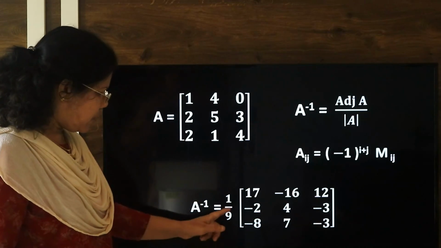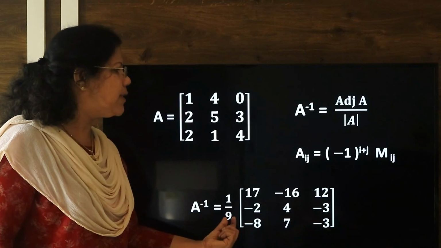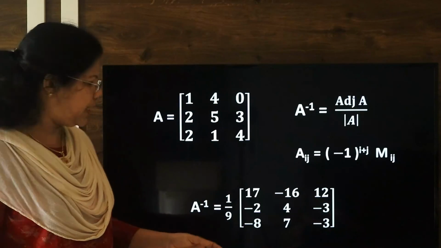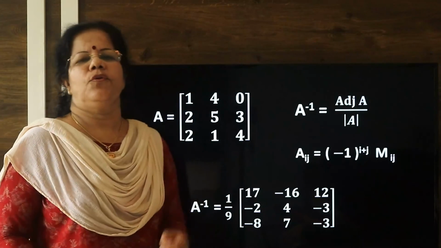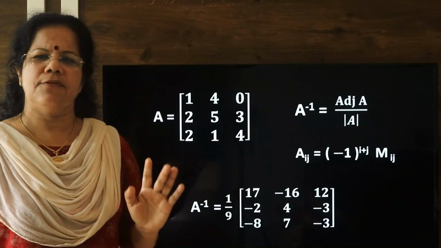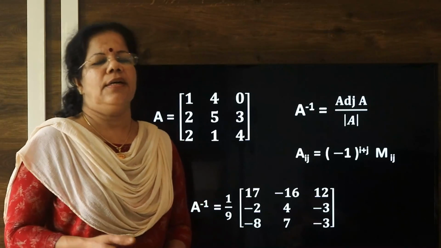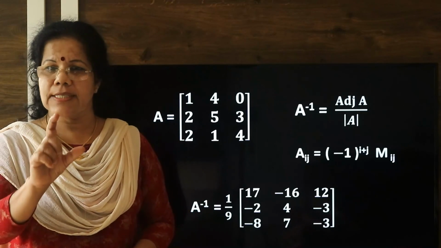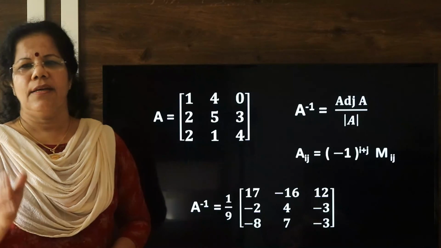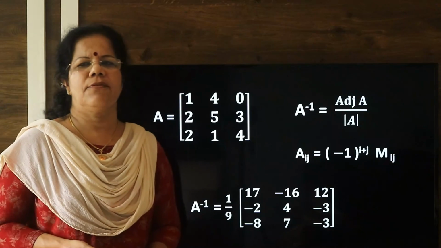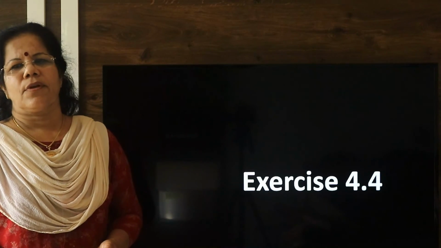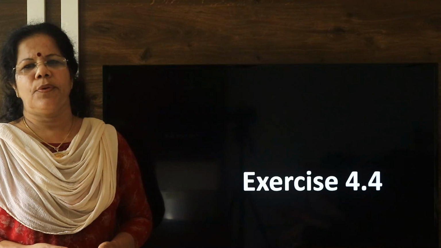Now what is this adjoint A by determinant A? We got determinant A is equal to 9. Here, whether your answer is right or not, you can just verify A into A inverse and A inverse into A. If it is I3, we say this is the inverse. Very easy for verification.